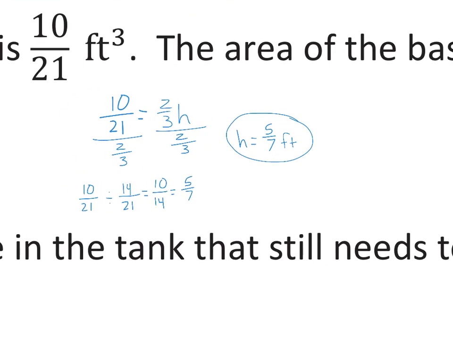Same situation, but now we're just finding the height. We have the base, so 2/3 represents the base, and the height is what we're looking for, so we're going to divide by 2/3, and 10/21 divided by 2/3, written equivalently as 14/21 times 7, is 10/14, and 10/14 is 5/7, so the height would be 5/7 feet.